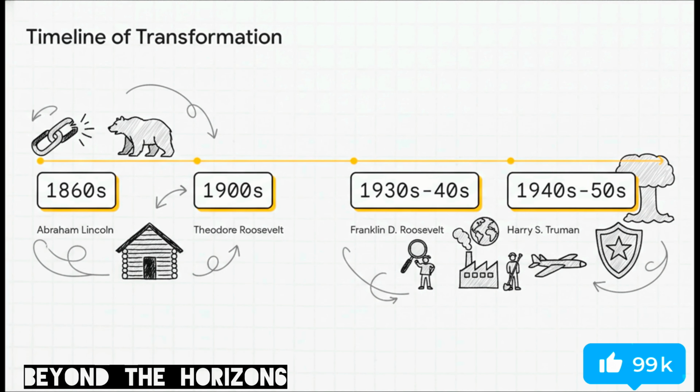We go from the founding era straight to the Civil War with Lincoln, then to the Progressive era with Teddy Roosevelt, then through the Great Depression and World War II with FDR, and right into the Cold War with Truman. You see the pattern? Each one of these periods was a massive national crisis, and each crisis created an opportunity for presidential power to grow like crazy.